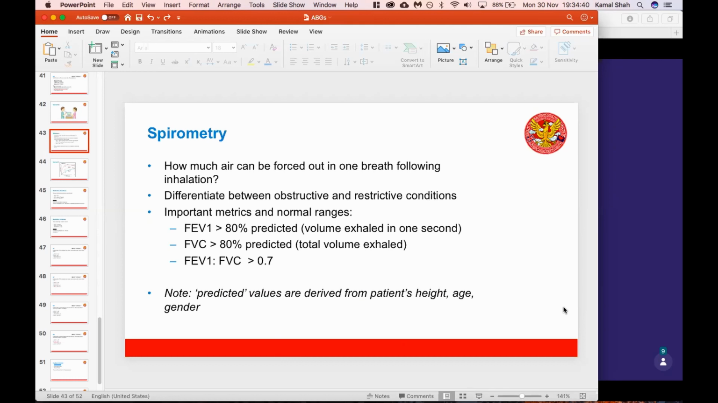So essentially, you've got a patient exhaling in one breath, and it takes a lot of respiratory effort to be able to do this accurately. Look at these metrics here, and we can use them to determine the difference between obstructive conditions and restrictive conditions.